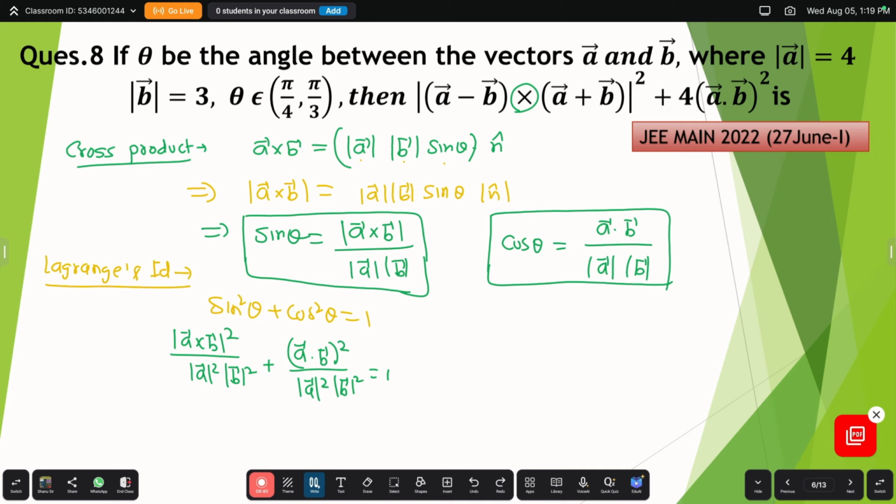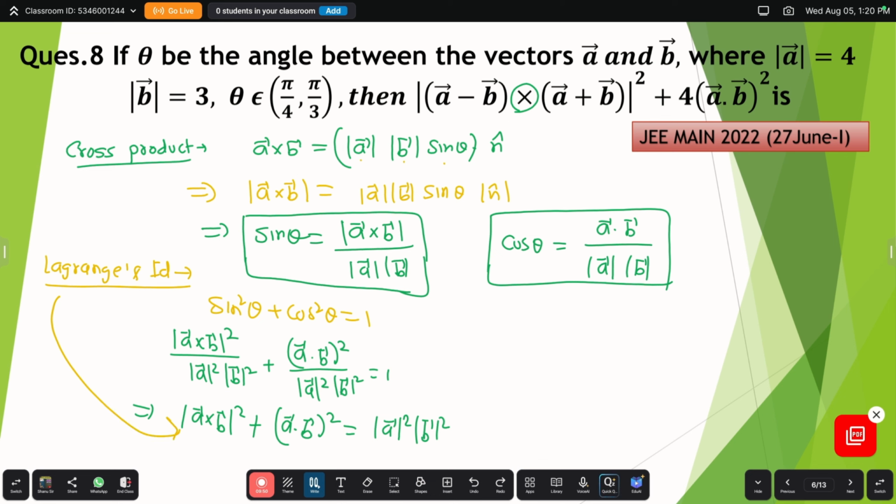square equals 1. Denominator same, so it will go to the right hand side. So from here, what are we getting? We are getting mod A cross B whole square plus A dot B whole square equals mod A square and mod B square. This is the Lagrange identity. Note this first.